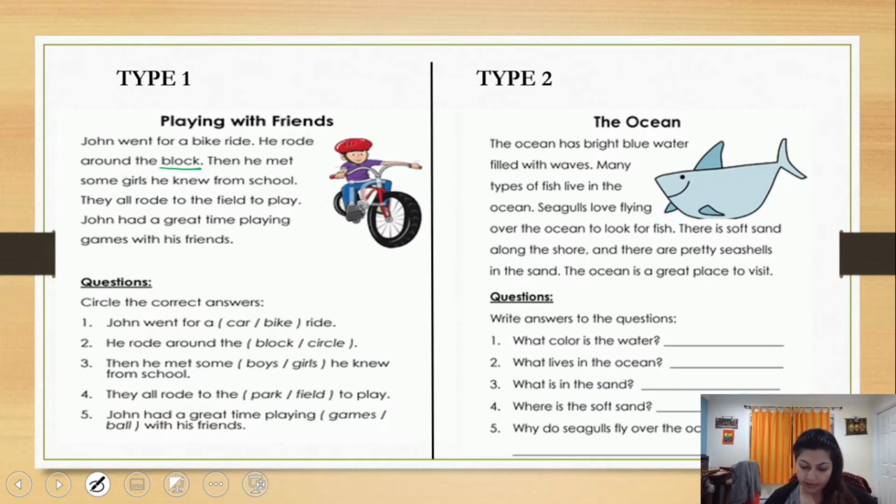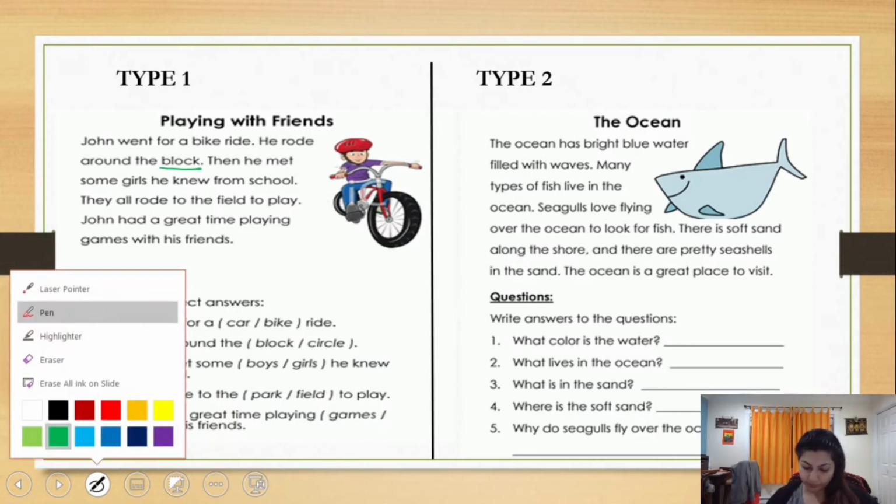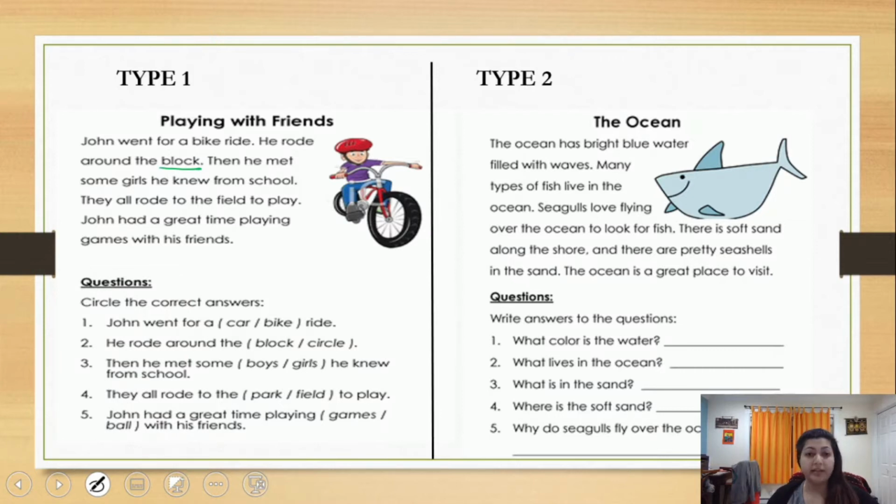Circle the correct answer. John went for a car or a bike ride. So, John went for a bike ride. Then the next step is finding the answer in the text, underlining where you find it. John went for a car ride or a bike ride. John went for a bike ride. So you find the answer in the text and then circle.